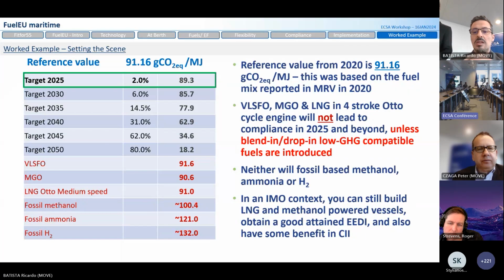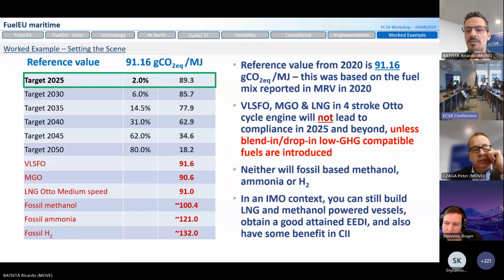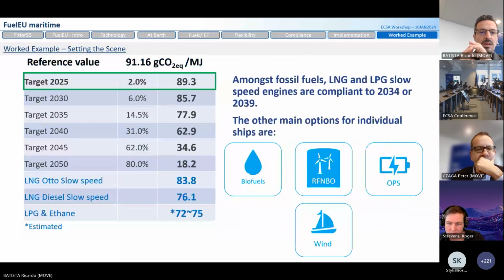Of course, in the IMO context, it's always important to mention that you can still build LNG or methanol powered vessels, obtain a good EEDI, and have some benefit in CII and still not be compliant with FuelEU if you don't use renewable and low carbon sustainable fuels. We see here the technologies and energy conversion that would lead you towards compliance.